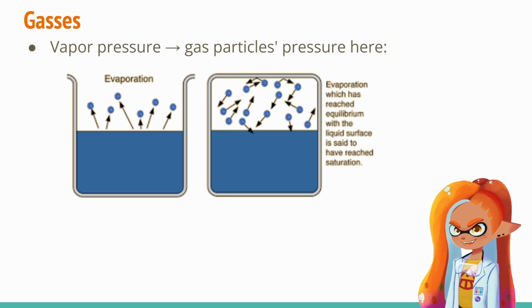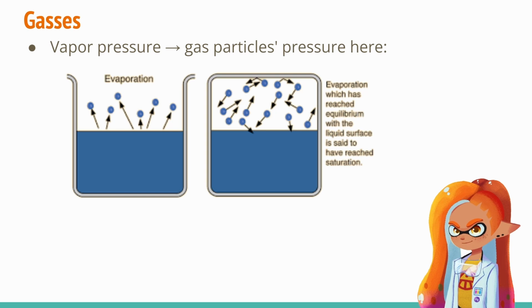Again, you have a liquid evaporating into a gas, and the gas particles are also technically going back and condensing into the liquid. When you have that gas in a container like this, the gas puts pressure on the walls of that container. Because that gas is putting pressure on the walls of that container, that is what is known as vapor pressure.